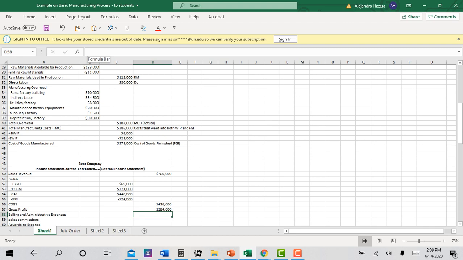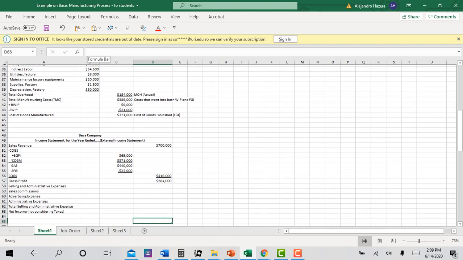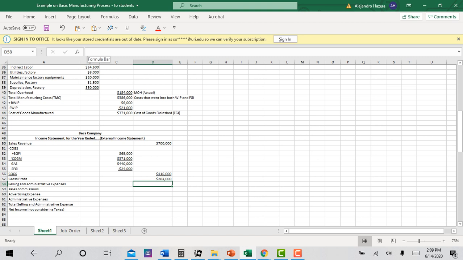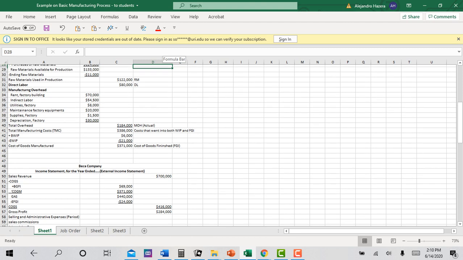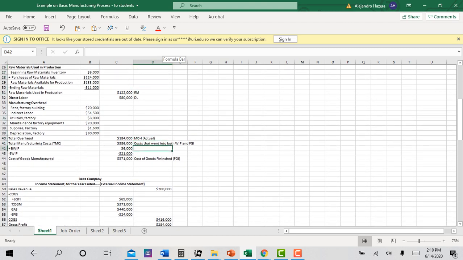Now, everything after this, these are our period costs. And I put 3 or 4 of these in here. I'm calling them selling and administrative expenses now. But these are really your period costs. Like we said at the beginning in the first video, period costs are not expensed through cost of goods sold. All these costs up here, the statement of cost of goods manufactured, these are all product costs.